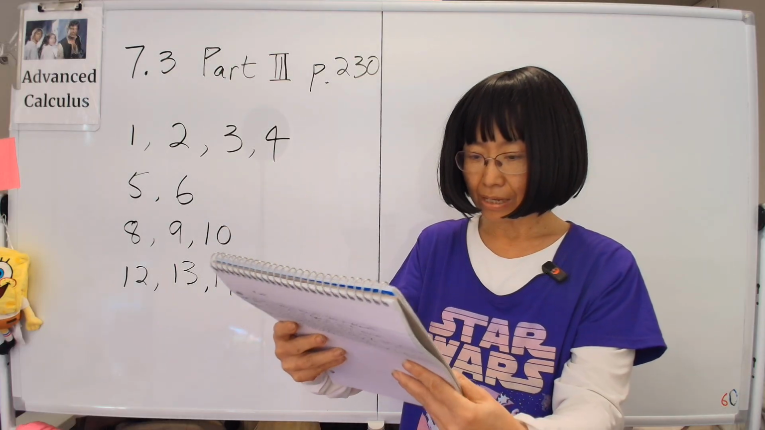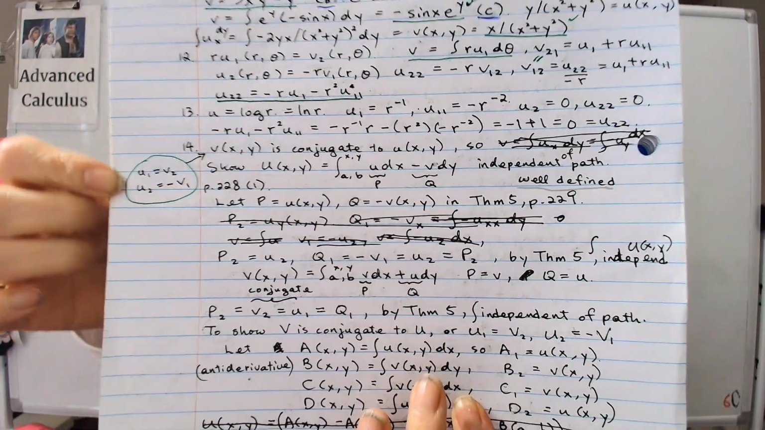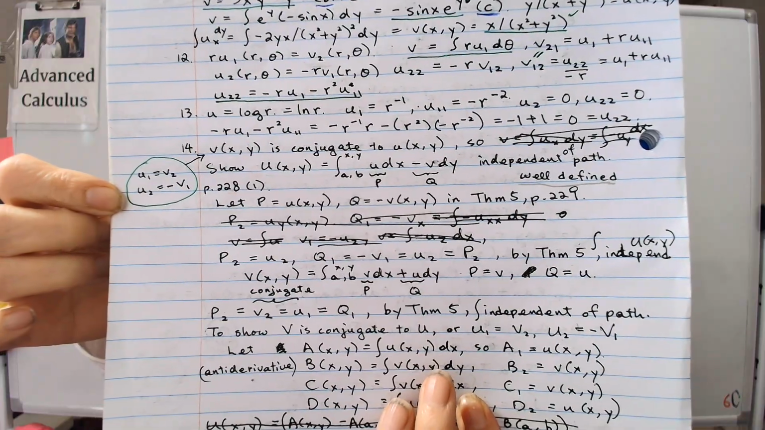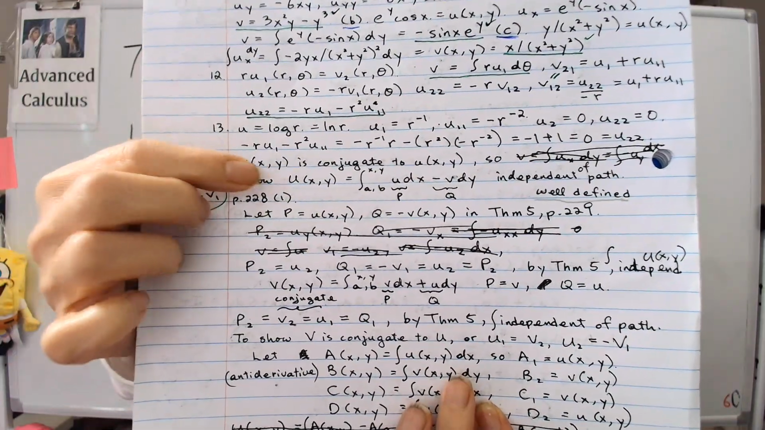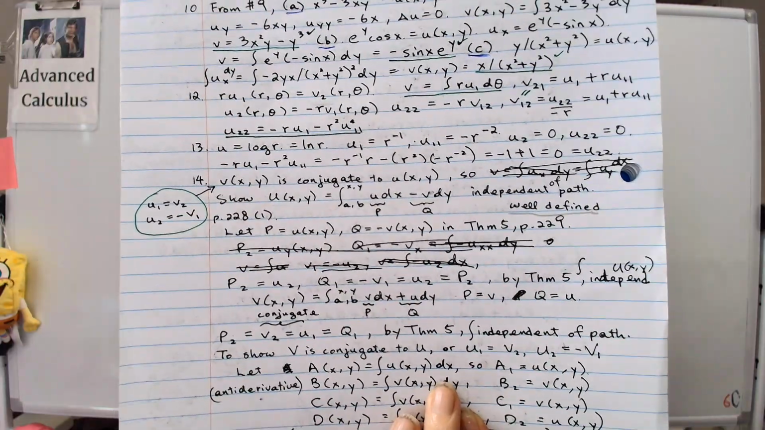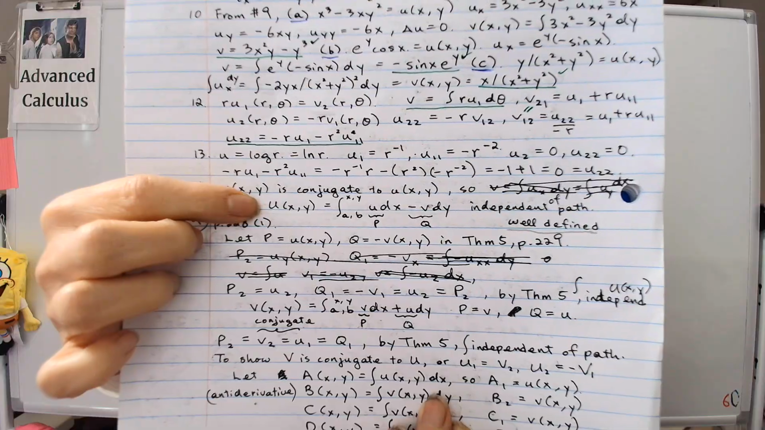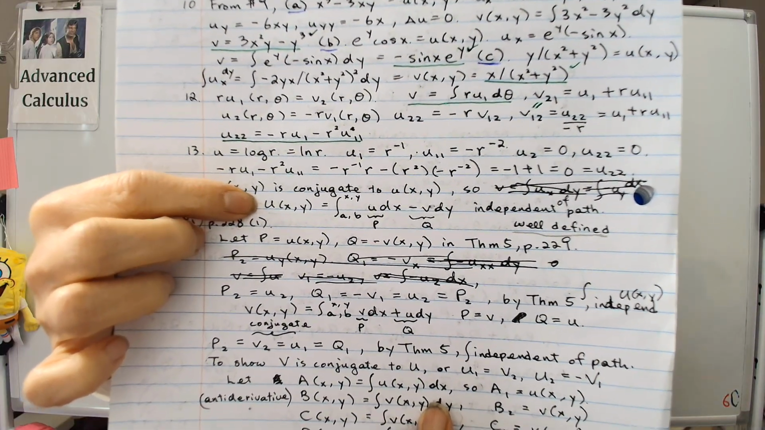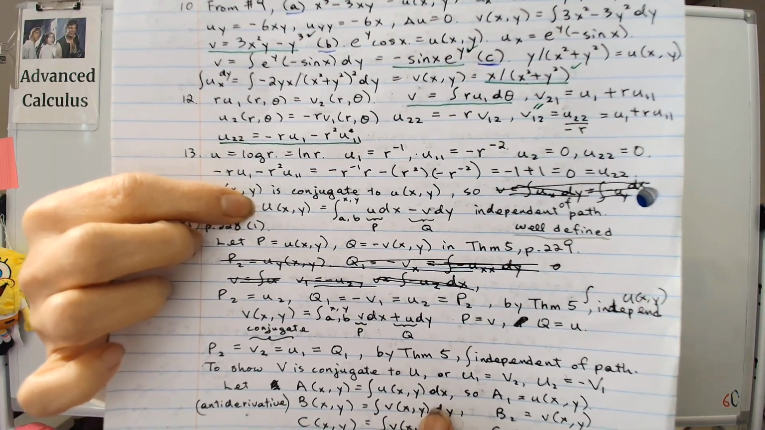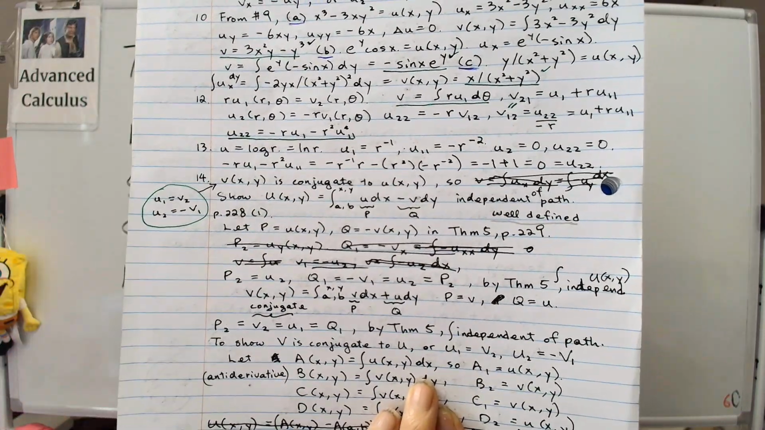So if V is conjugate to U, which means by the earlier definition, U1 equals V2 and U2 equals negative V1. We first have to show that U, as defined that way, is independent of path, which also means that U is well defined, and so is V, of course. Because if it depends on how you integrate to get the answer, then each U has various different answers, right? So you can't get it to come out.